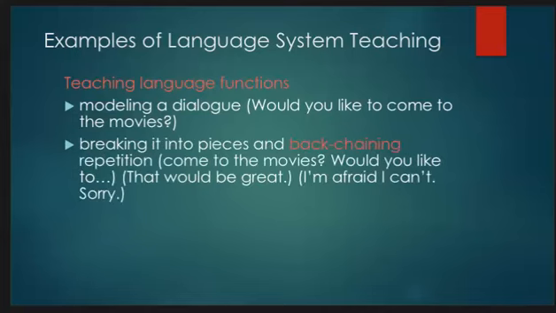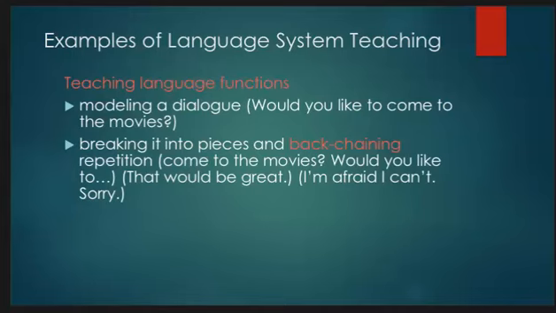Break that down into pieces so that they're doing some kind of back-chained repetition. So come to the movies. Would you like to come to the movies? And then teaching them the appropriate response. So here we're teaching someone to invite, but then we also need to teach them whether they want to accept or decline the invitation, the appropriate way to do that as a language function.